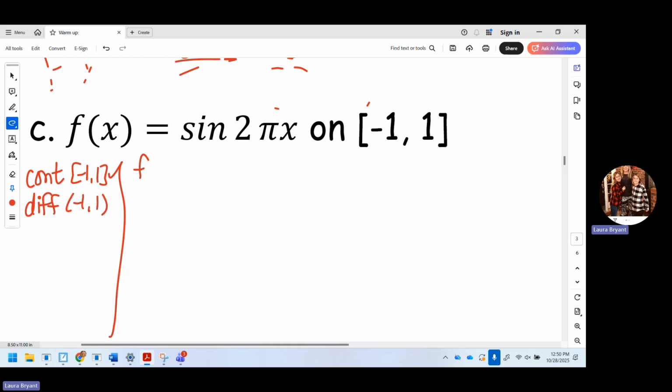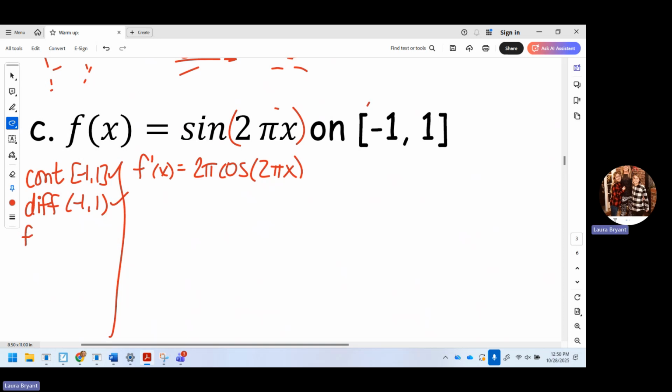and see. So my derivative here, the angle is 2 pi x. You have to chain on the derivative of the angle. So derivative of the outside is cosine. And if I chain on the derivative of the angle, I'll get 2 pi cosine of 2 pi x. So now I look at the derivative equation and ask myself, does that have a fraction, square root, or logarithm? Which it does not. So we're good there.